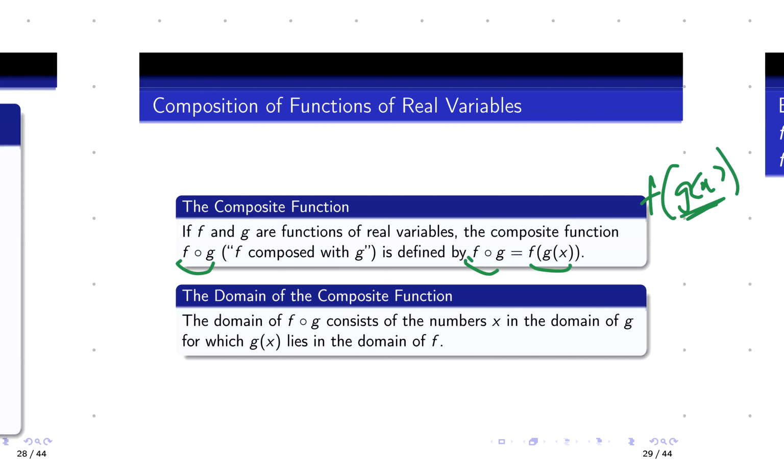And then the domain of the composite function, the domain of f composed with g, consists of the numbers x in the domain of g for which g of x lies in the domain of f. Now that sounds like a lot of grammar, right? But the idea is that the domain of this composition will be the values of x for which the original g is defined. Let's go into practical examples so you can get the gist better.